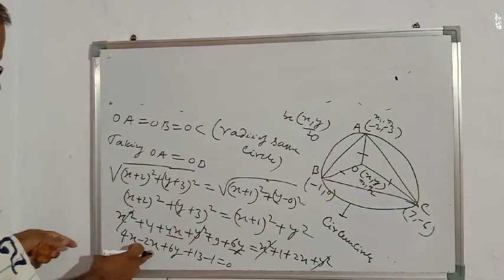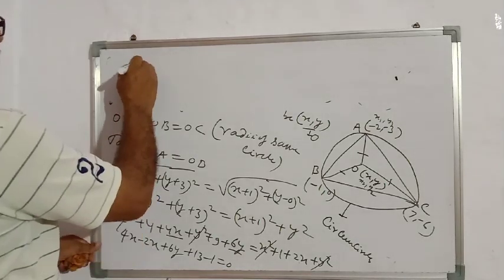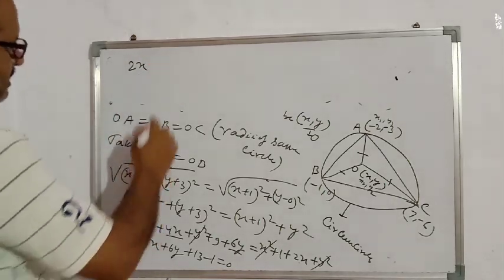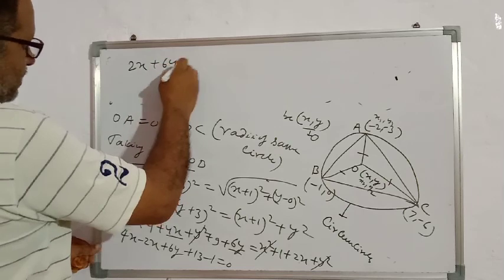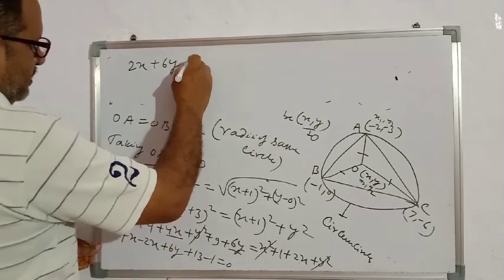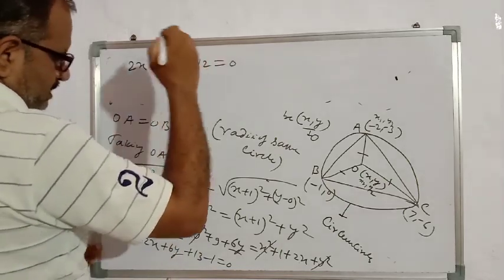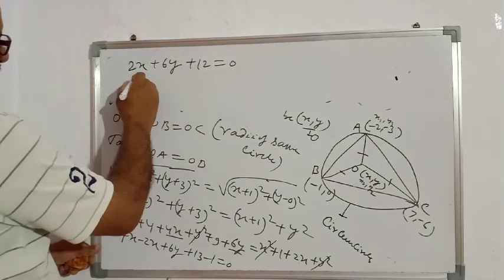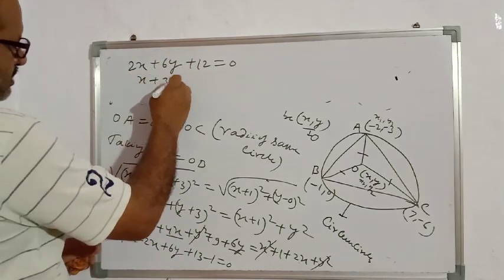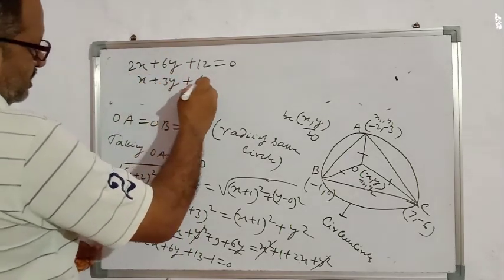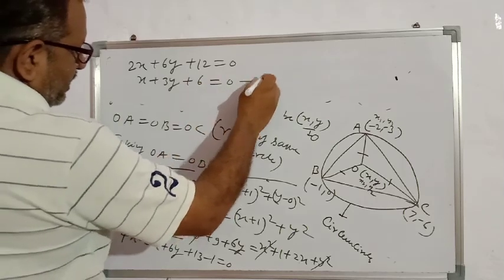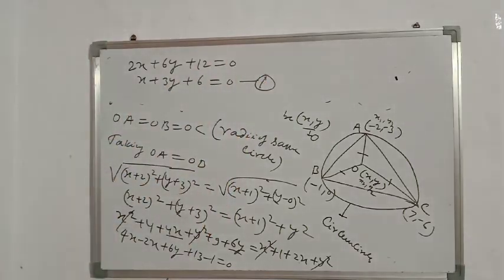So 4x minus 2x, 2x plus 6y, 13 minus 1, 12 is equal to 0. Divide by 2. So x plus 2, 3 are 6, 2 sixes are 12. Make it equation number 1. So x plus 3y plus 6 is equal to 0.